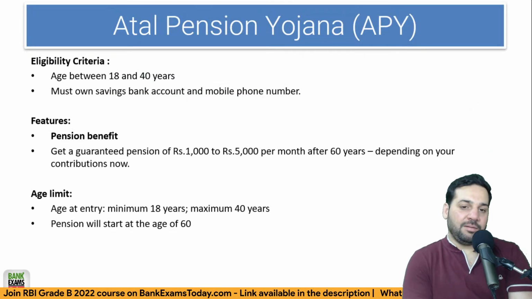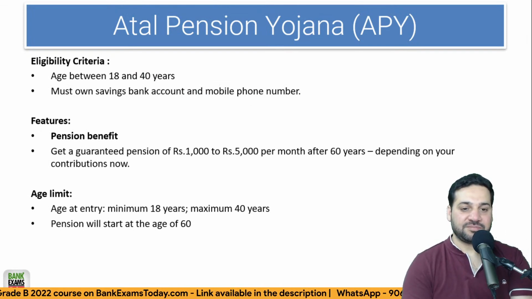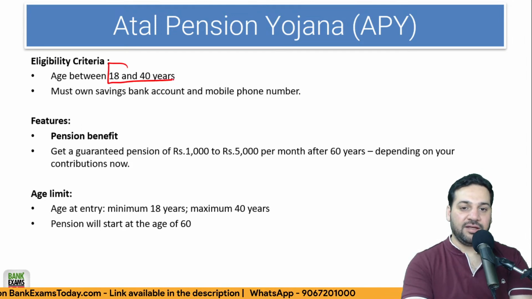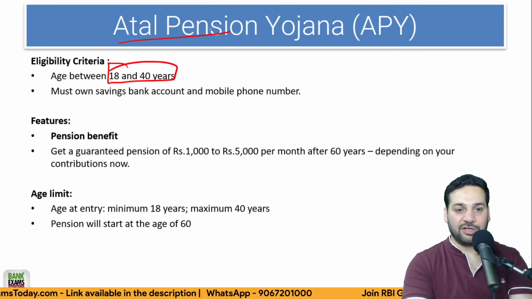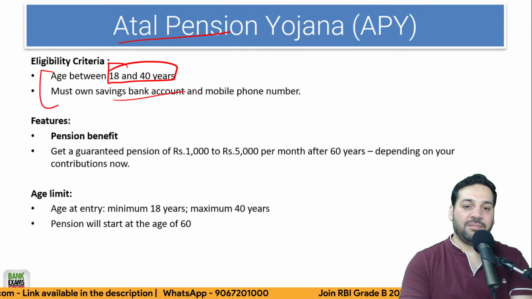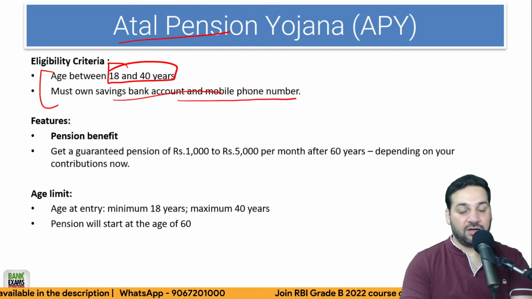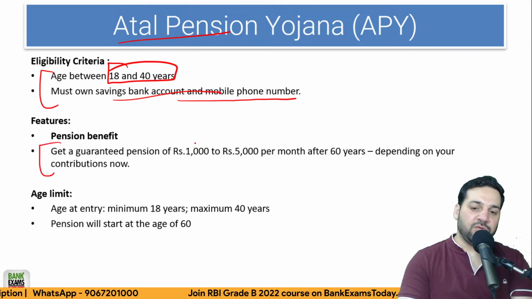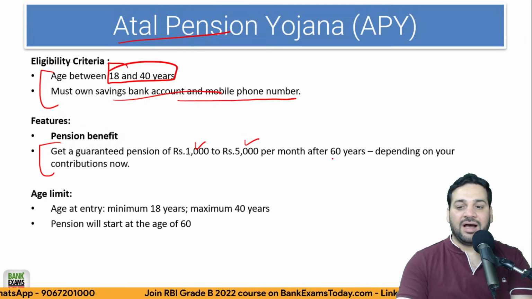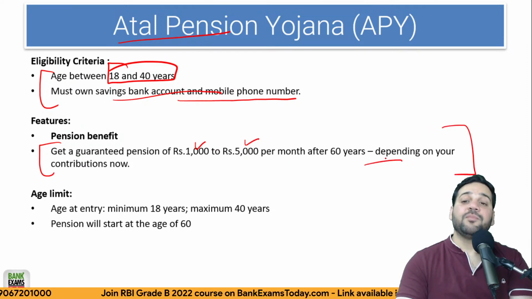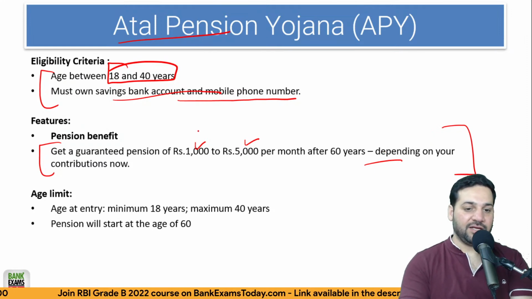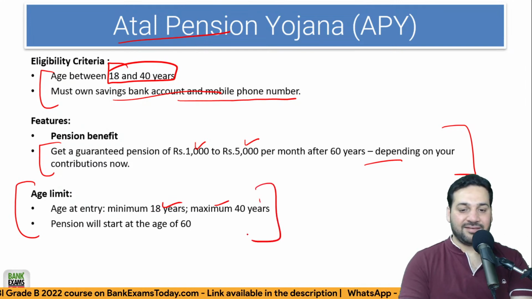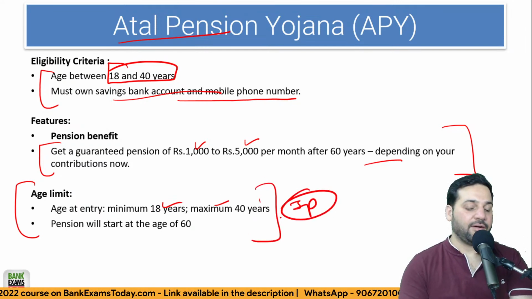Okay. Atal Pension Yojana, that was in the news. So the eligibility criteria, age between 18 to 40 years for the Atal Pension Yojana, must own a saving bank account and mobile phone number. So the guaranteed pension of rupees 1000 to 5000 after you attain the age of 60. Age limit 18 to 40 years, and pension starts at 60 years. That is important. Okay.